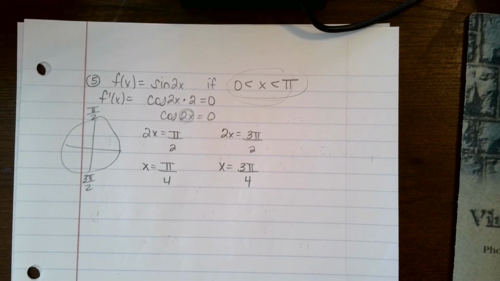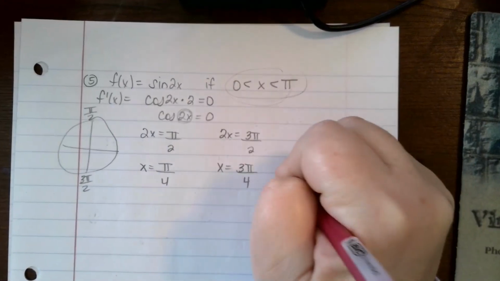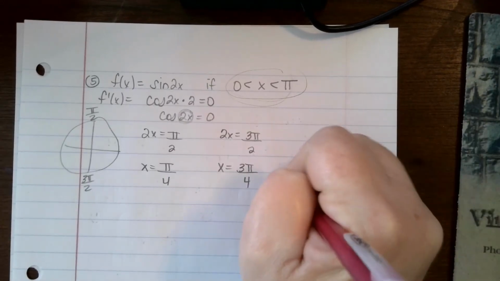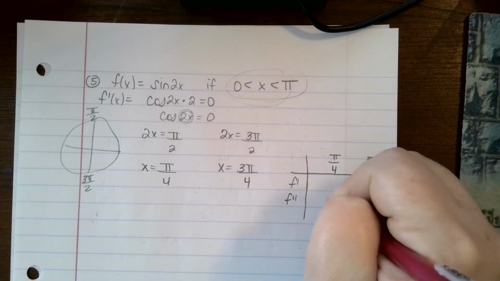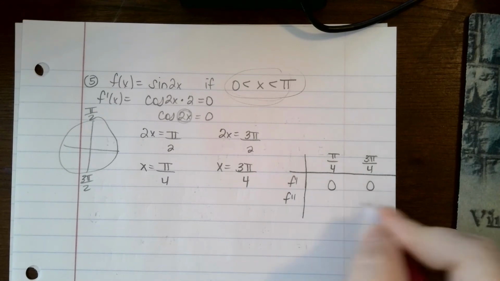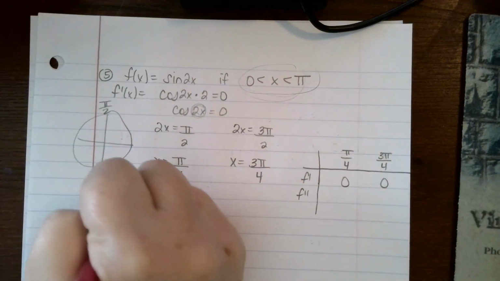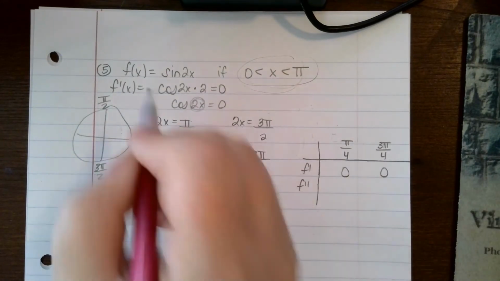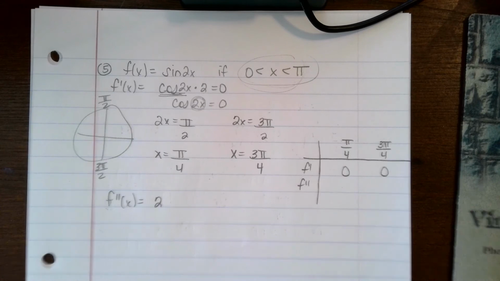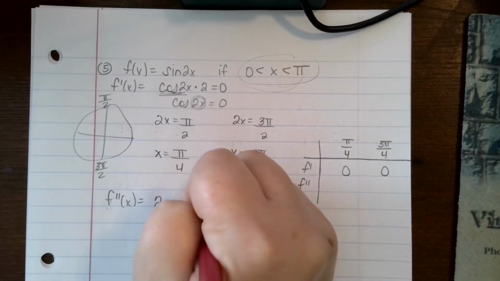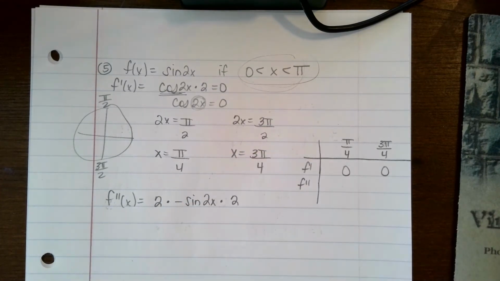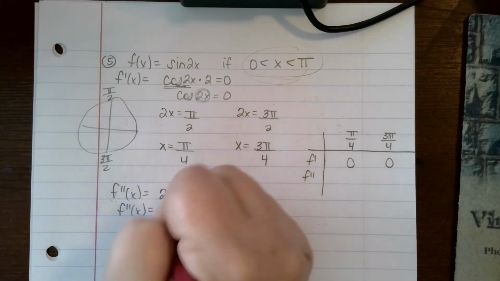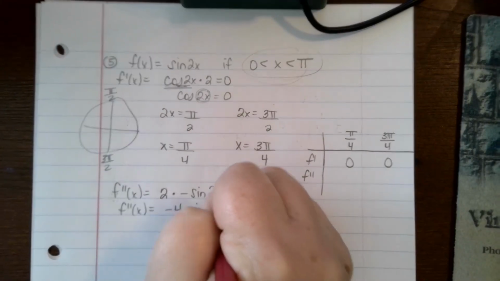So I know in my table that I've got pi over 4 and I have 3 pi over 4. Now, they wanted us to do the second derivative test. So I'm really only worried about the second derivative test right now. So I find the second derivative. Well, the 2 comes down. The derivative of cosine 2x is a negative sine, it's 2x, not theta, times another 2. So my second derivative is negative 4 sine 2x.